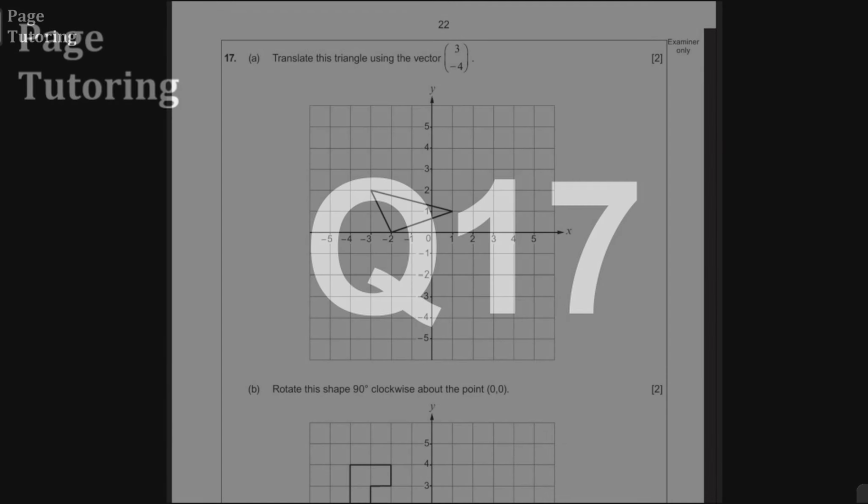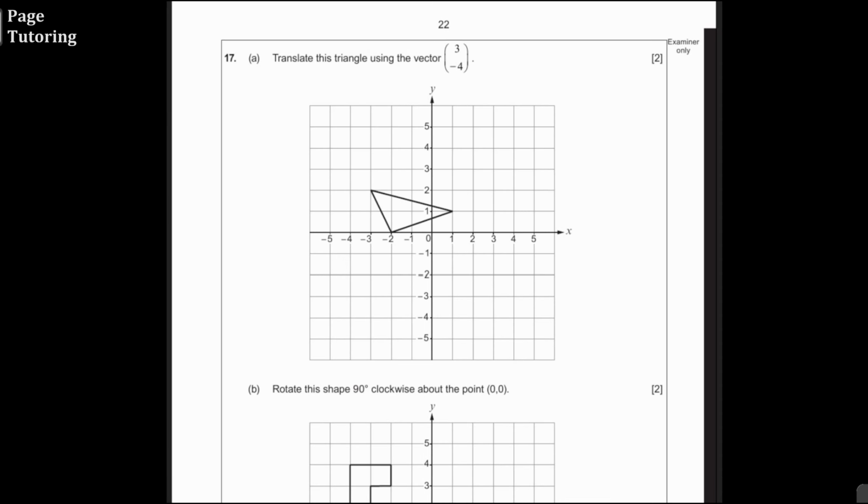Question 17. We've got a grid. We've got some numbers. And part A says translate this triangle using the vector 3 and -4. For vectors, you have to remember it kind of looks like coordinates, but it's got numbers at the top and the bottom instead of left to right. That top number is where you move in the x direction, that bottom number is where you move in the y direction. So for each point of this shape, we're going to translate, meaning we're going to move it +3 in the x direction.